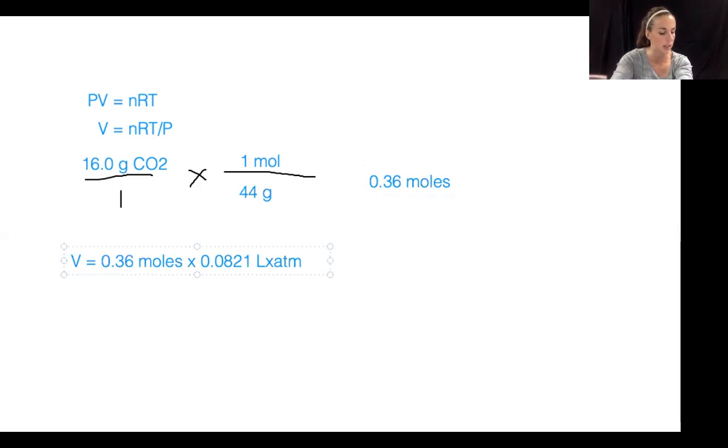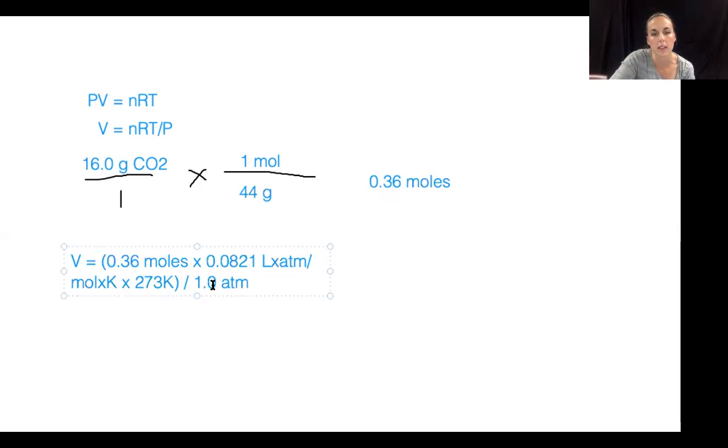liters times atmospheres divided by moles times Kelvin, weird unit, times temperature. Standard temperature is 273 Kelvin. We have to use Kelvin there. All of that, so I can put all of this really in parentheses to help me out. All of that divided by pressure. Standard pressure is 1 atmosphere. Okay, so really this doesn't even matter because anything divided by 1 is the same. So in your calculator, 0.36 times 0.0821 times 273.